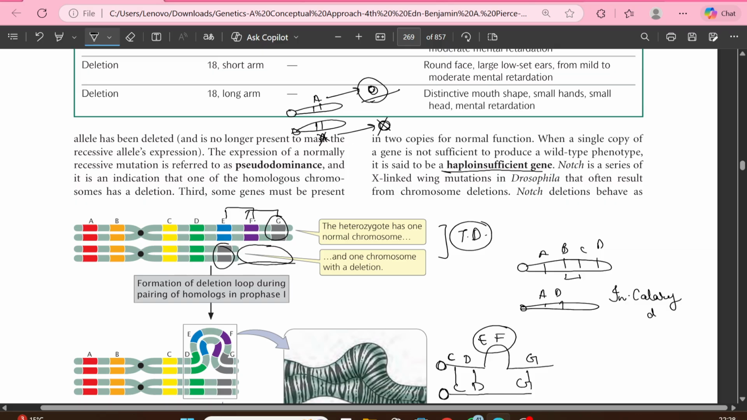Another concept is pseudodominance. Pseudodominance occurs in the heterozygotes. It is a condition where the recessive allele is expressed because the dominant gene gets deleted. Suppose I take the example here only.